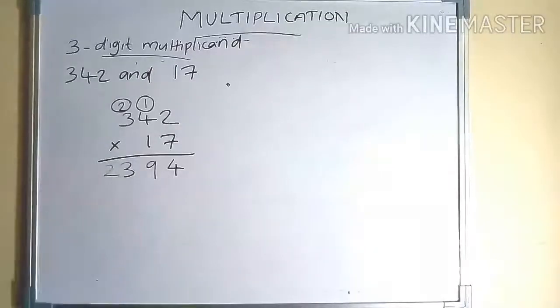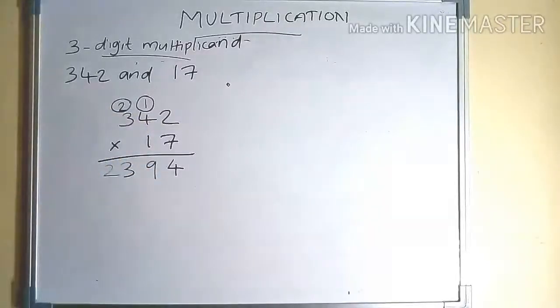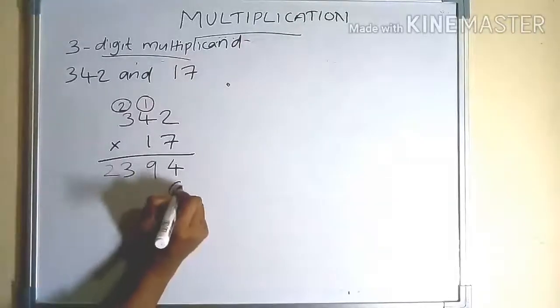23. Okay. Next we multiply 342 into 1. Before that, we know in 17 how many ones and how many tens? 7 ones and 1 ten. 1 ten means 10. So, in 10, how many zeros are there? Only 1 zero. So, put that 0 here.